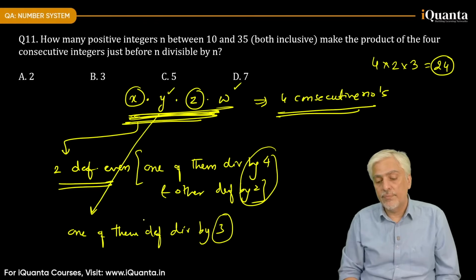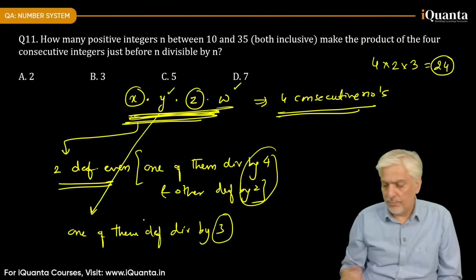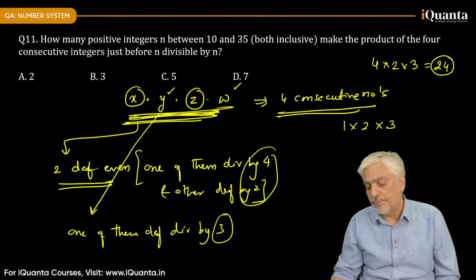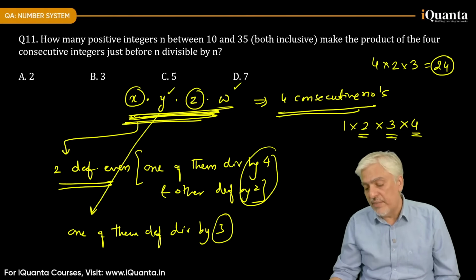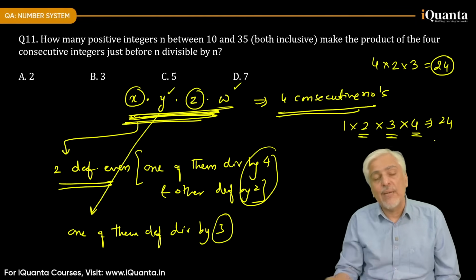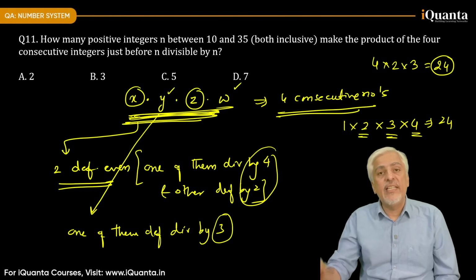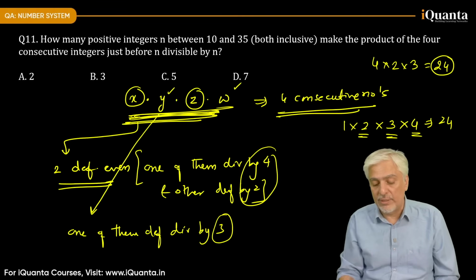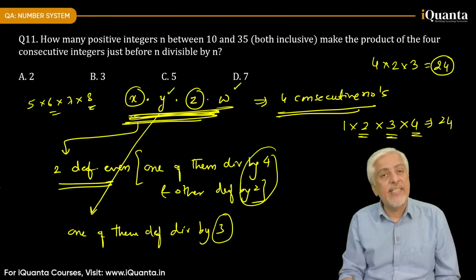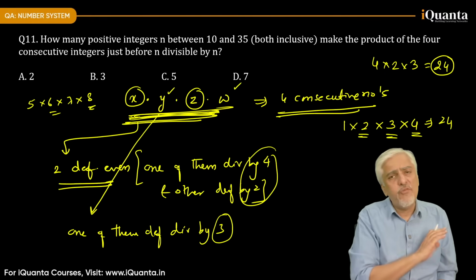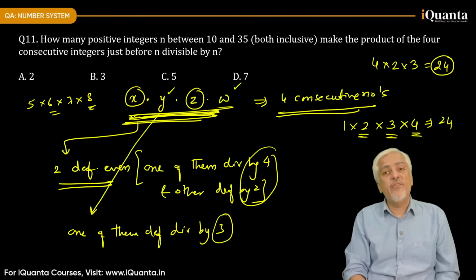Same logic. Look at an example. What if I take 1, 2, 3, 4? This is divisible by 2. This is divisible by 4. This is divisible by 3. So it is divisible by 24. Now if you take any other example in life, it is definitely divisible by 24. Any 4 consecutive numbers. Look at 5, 6, 7, 8. 6 8s are 48, so it is divisible by 24. Any 4 consecutive numbers you take will definitely be divisible by 24.